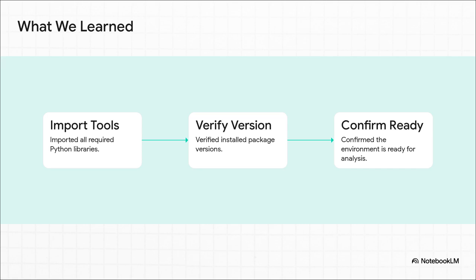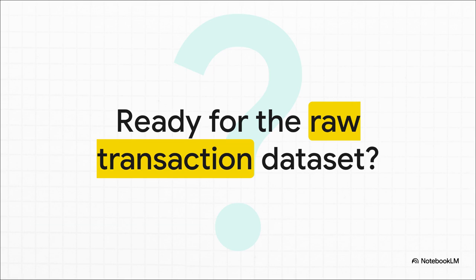Let's quickly recap what we've successfully knocked out in this lesson. First, we imported all the required Python libraries right up front, which completely prevents those annoying downstream errors. Second, we systematically verified the installed package versions to absolutely guarantee reproducibility. And third, we've officially confirmed that our environment is completely stable and totally ready for some complex analysis. So, our toolbox is fully stocked and verified. We've got all the capabilities for manipulation, visualization, statistics, and machine learning officially locked and loaded. The environment is finally ready to go.